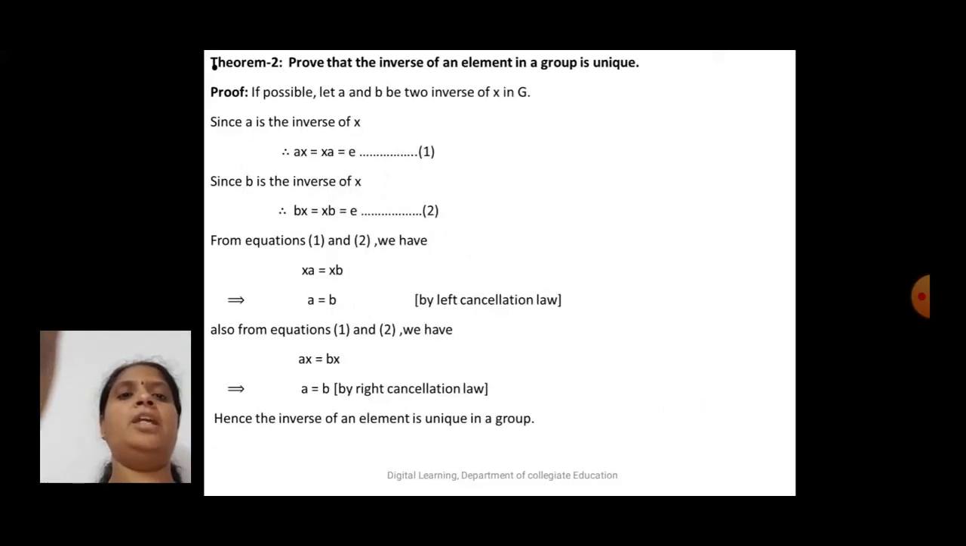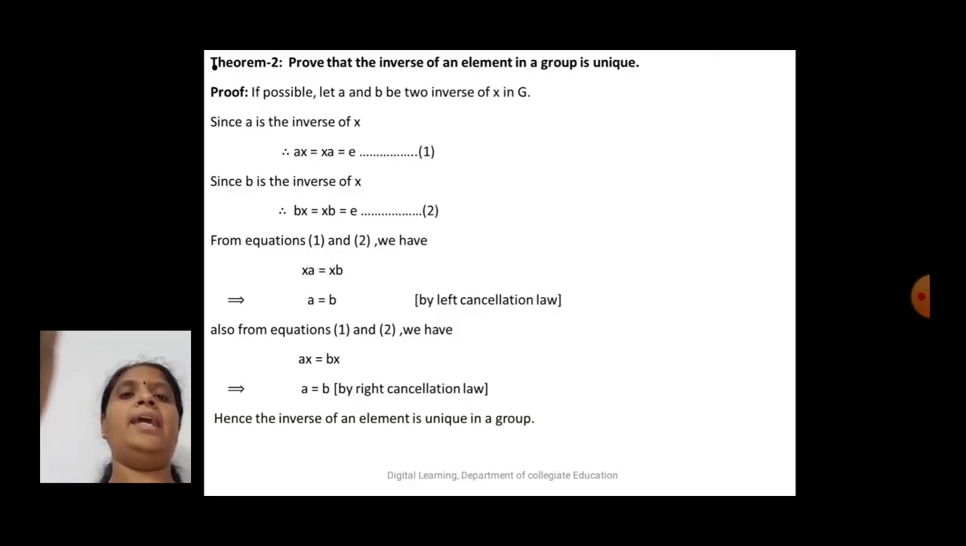Next theorem is: the inverse of an element in a group is unique. We have to prove it for the inverse of an element. If possible, let a and b be 2 inverses of x in G. So a is the inverse of x. That is, consider an element x. a is acting as 1 by x here. Instead of 1 by x, we are taking it as a.